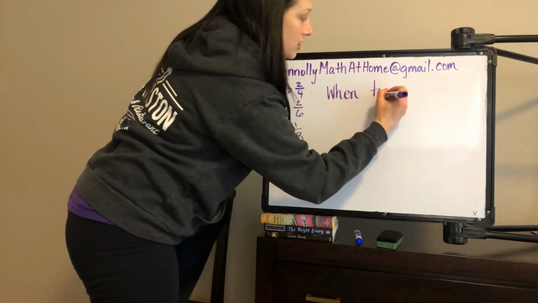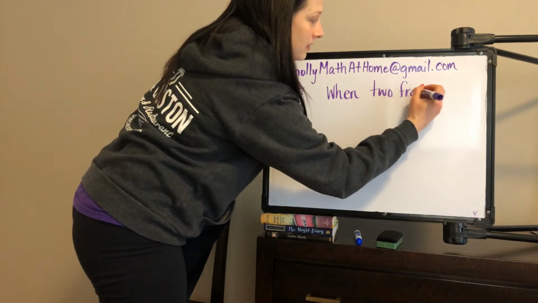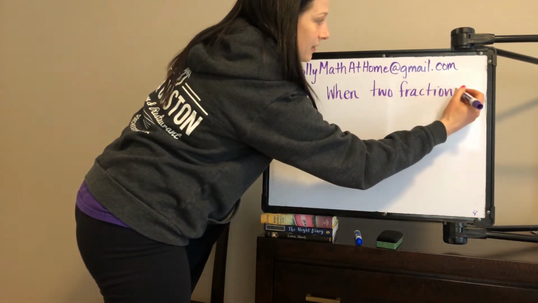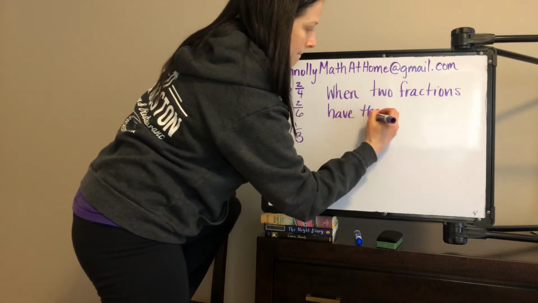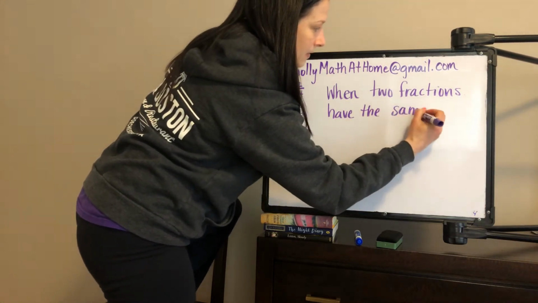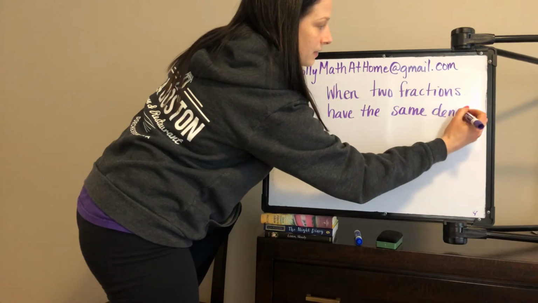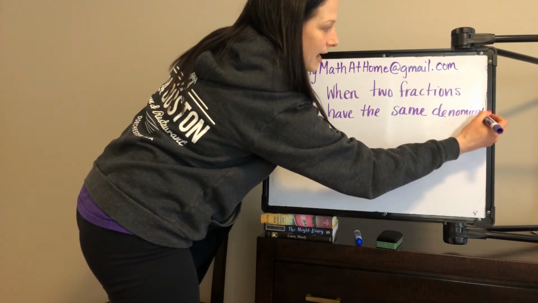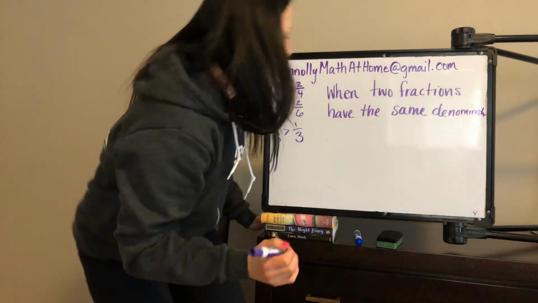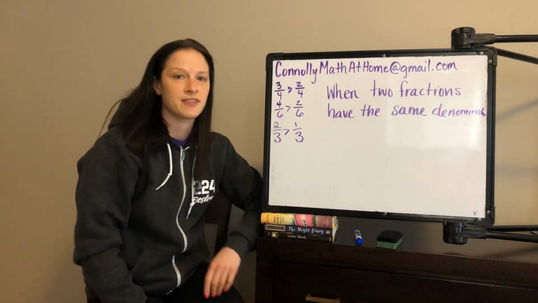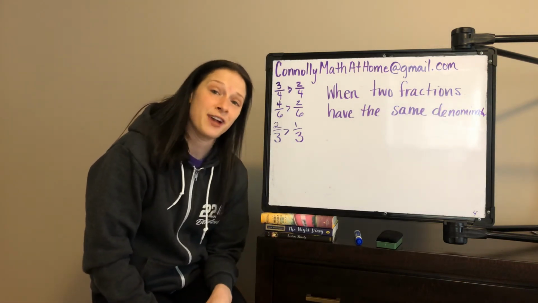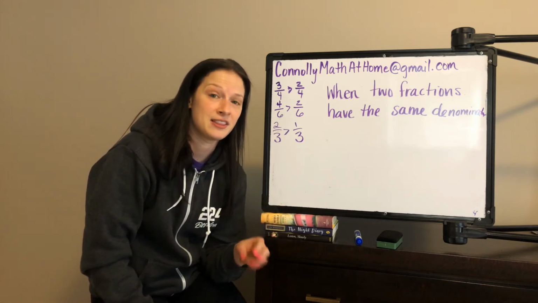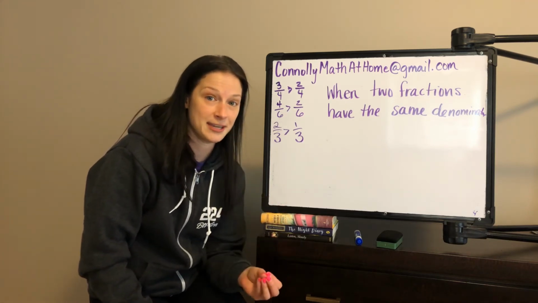So I'm going to start writing out what the conjecture is going to start like at the beginning. So when two fractions have the same denominator, what is happening? Sorry, I ran out of space. What is happening when two fractions have the same denominator? What's really important, if two fractions have the same denominator, their pieces are the same exact size.